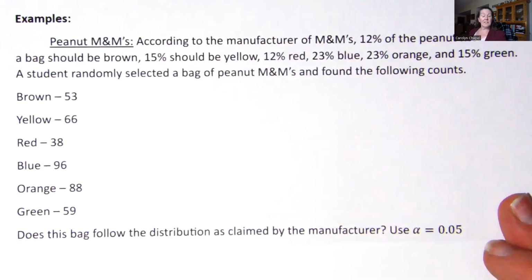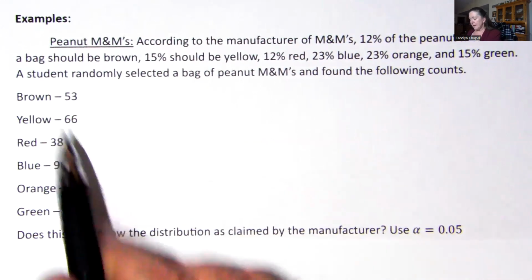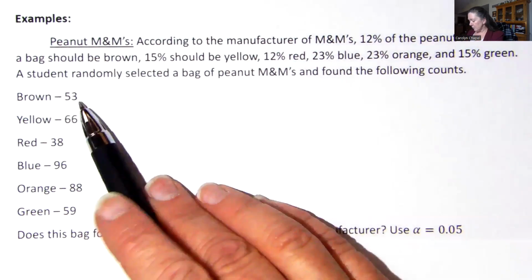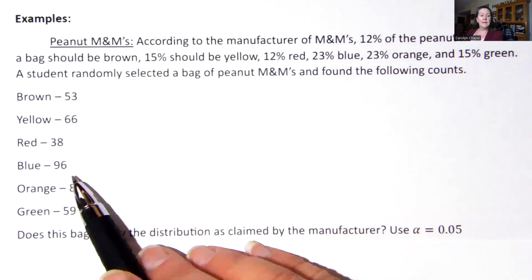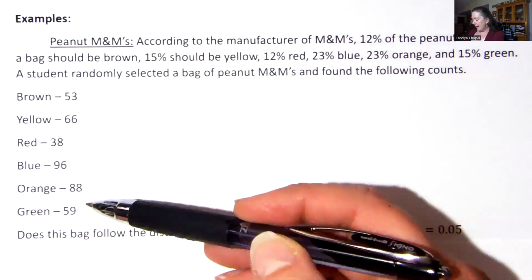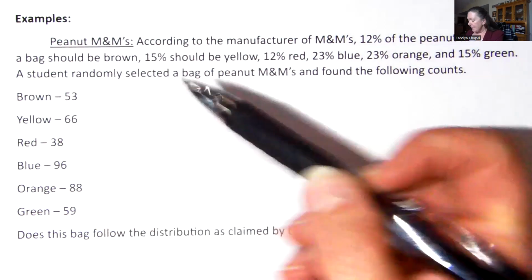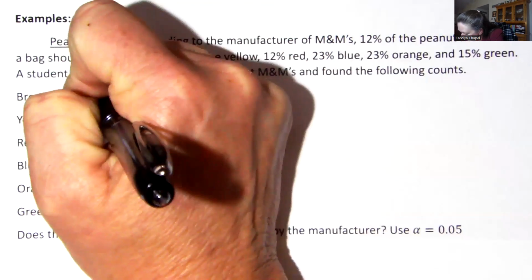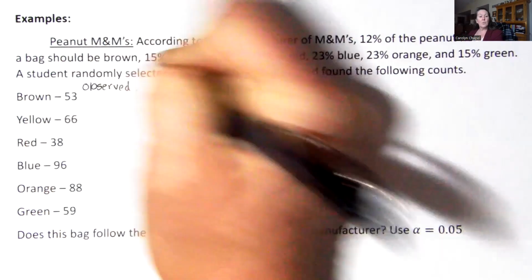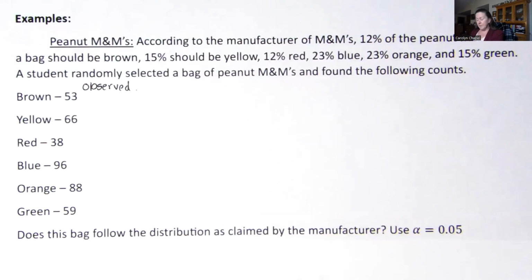A student wants to find out, is that really the case? So he checks it. What he does to check it is he pulls out a very large bag and counts how many of each color he has, and he finds the following. In his bag, or couple of bags, or his group, he had 53 brown, 66 yellow, 38 red, 96 blue, 88 orange, and 59 green. These numbers here are what we would call the observed values, because that is what we observed in our group.